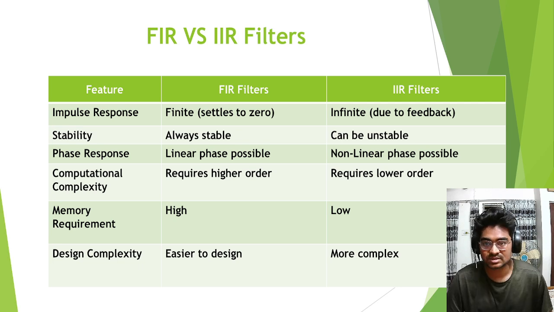Now let's go for the comparison of the FIR and IIR filters. For stability, the FIR is more stable, as the number of samples is limited, and for IIR the number of samples is unlimited, and that's why it may be unstable. For phase response, FIR has a linear phase response. We can get a linear phase response from this filter, and for IIR we can get non-linear also. For memory requirement, FIR needs a high amount of memory, whereas for IIR the memory requirement is quite low.